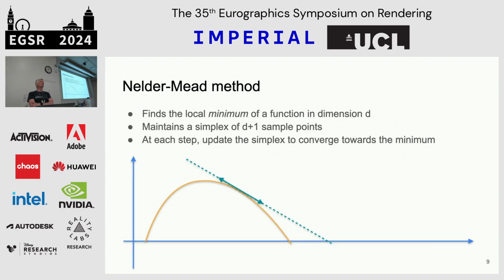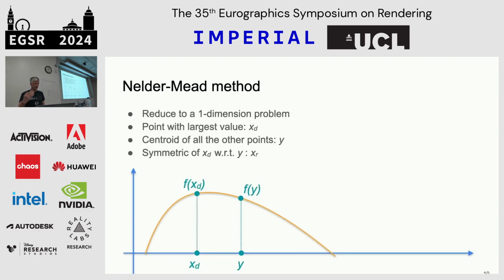And it works by maintaining a simplex of D plus 1 sample points, and at each step, you update the simplex to converge towards the local minimum. So for an example here in dimension 1, we have a simplex of 2 points. My examples are in dimension 1, but the Nelder-Mead method works in any dimension D.